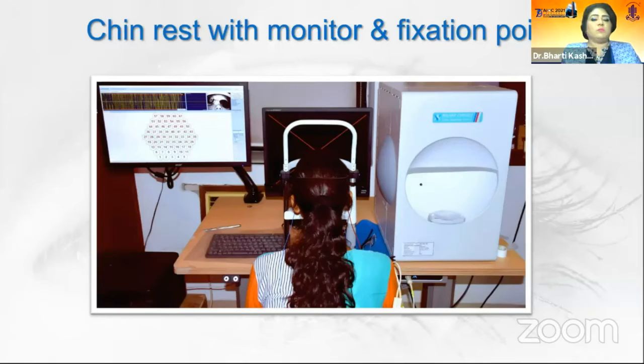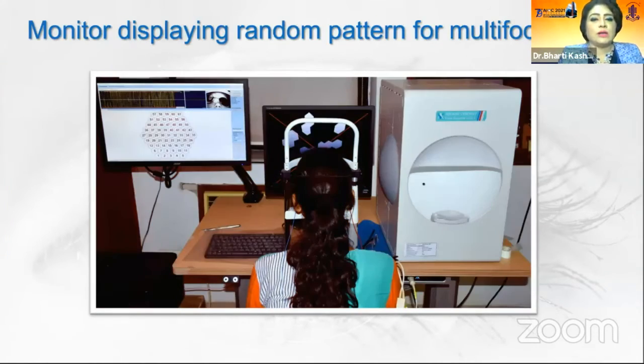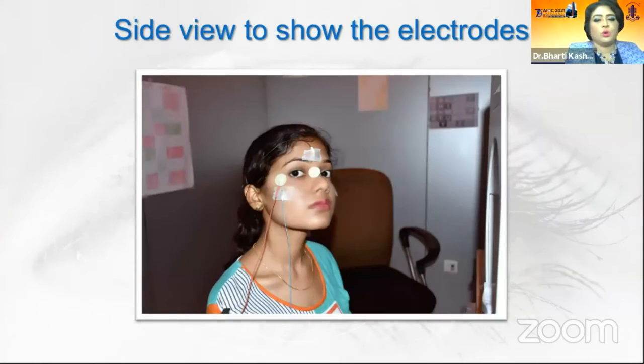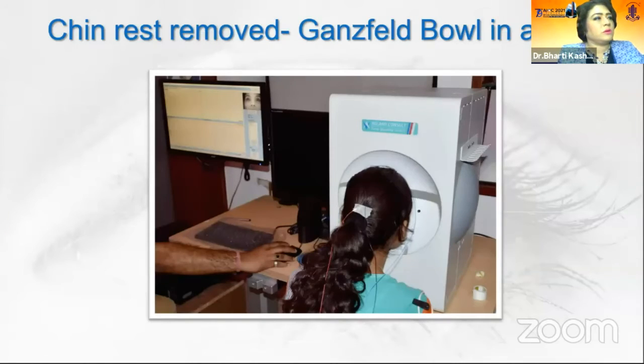chin rest with monitor and fixation point. This is the picture. This is the monitor displaying the random pattern for multifocal ERG. This is the electrode with one eye closed for full pattern ERG. This is the side view to show the electrode. This is the chin rest removed and the Ganzfeld bowl in action for the flash stimulation.